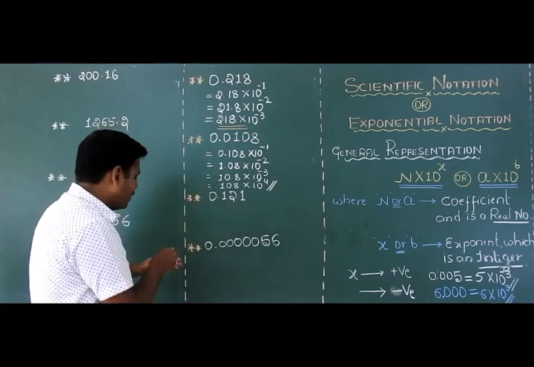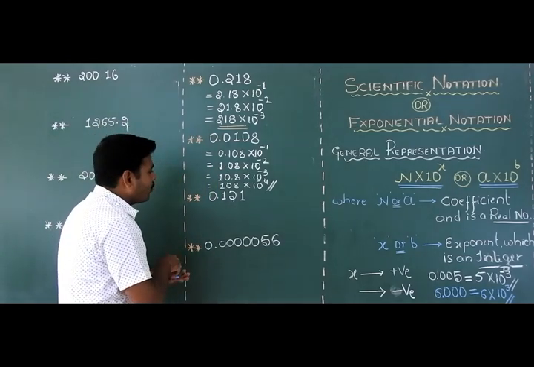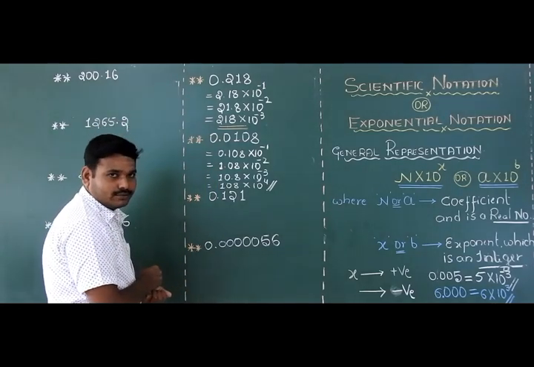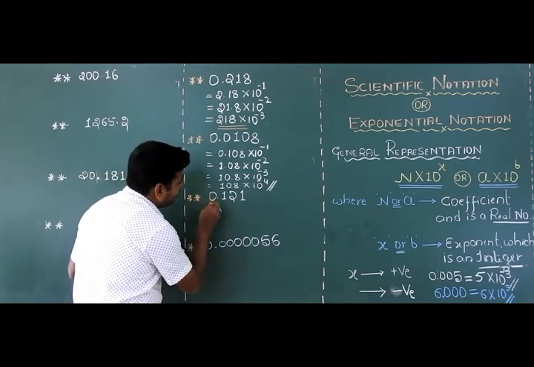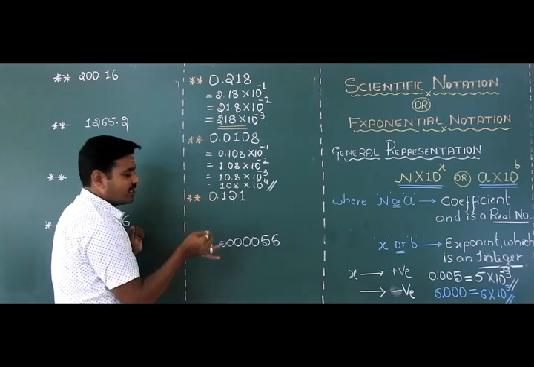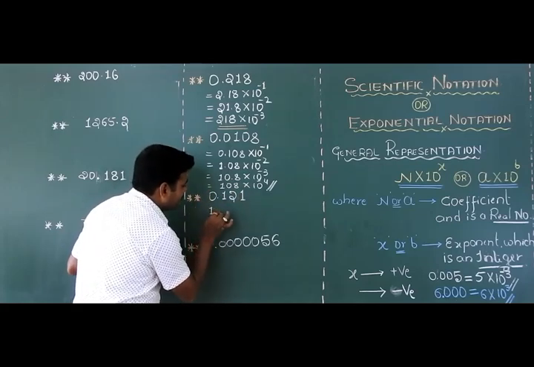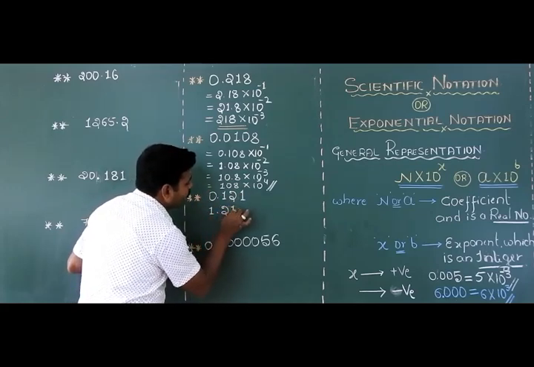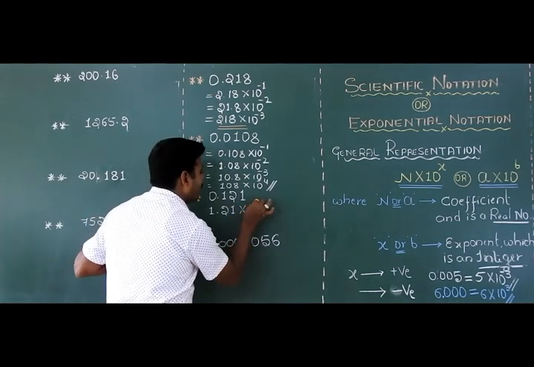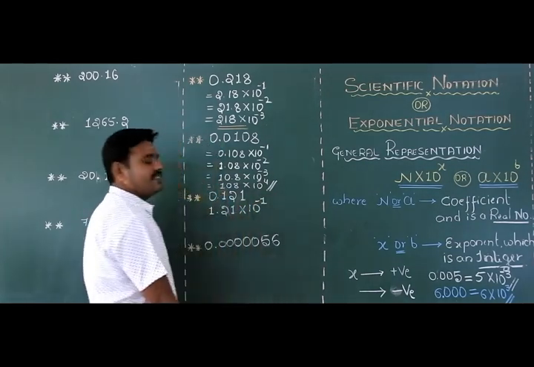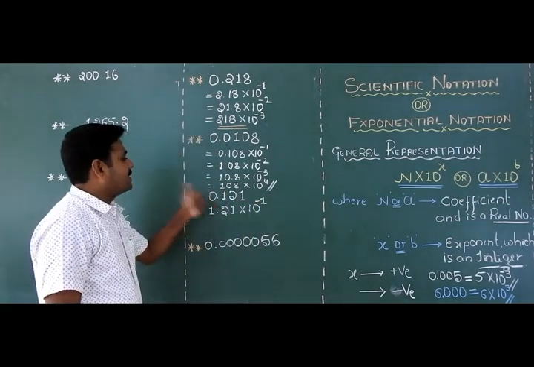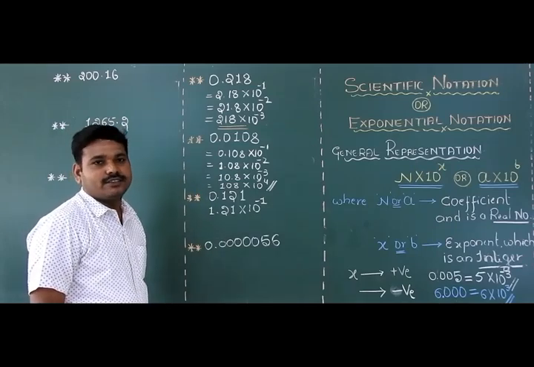Now let us take a third example, 0.121. Express this given number in a scientific notation. Okay, so the scientific notation for this number is 1.21 into 10 to the power of minus 1. So this is the scientific notation for 0.121, students.